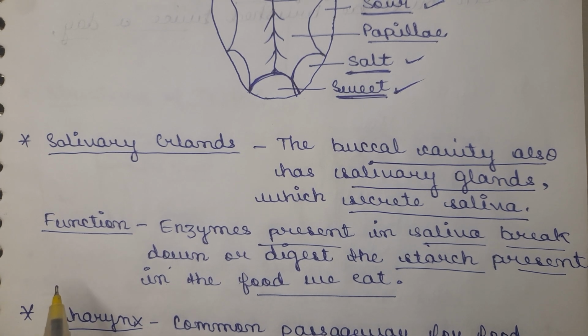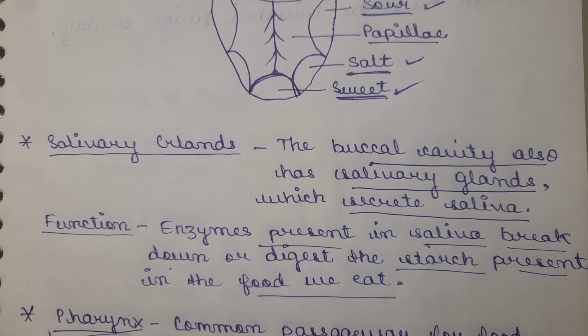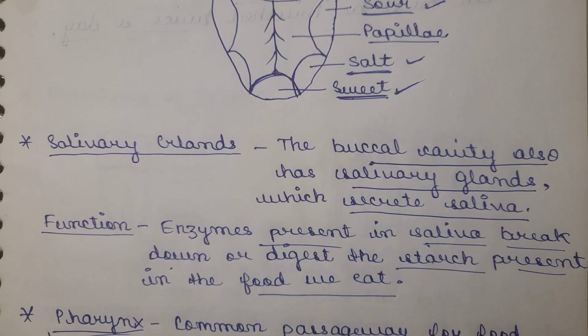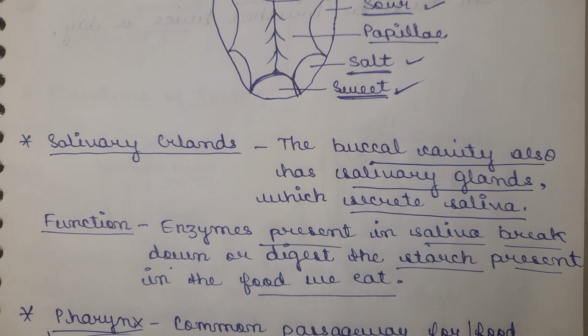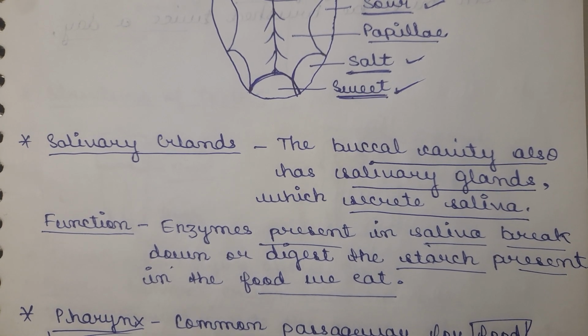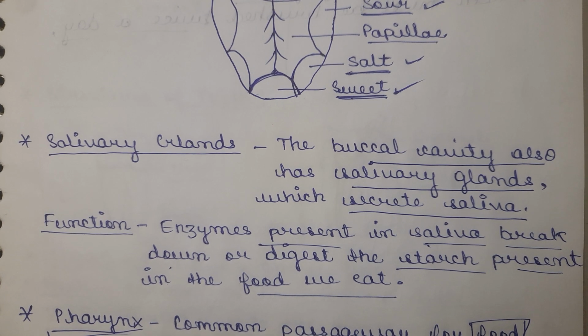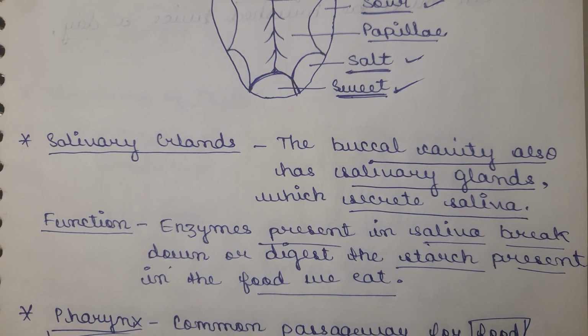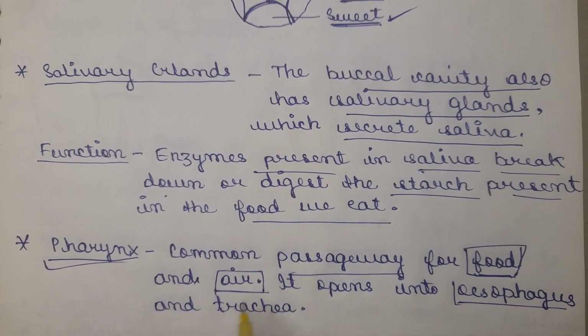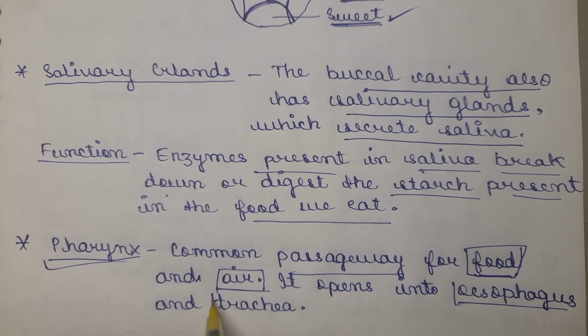Now we will understand about the pharynx. The pharynx is basically a part present inside our neck region. It is a common passageway for the food and the air, so both things are involved. The food will get into the stomach through the esophagus, that is the food pipe, and the air will get inside the lungs through the trachea.